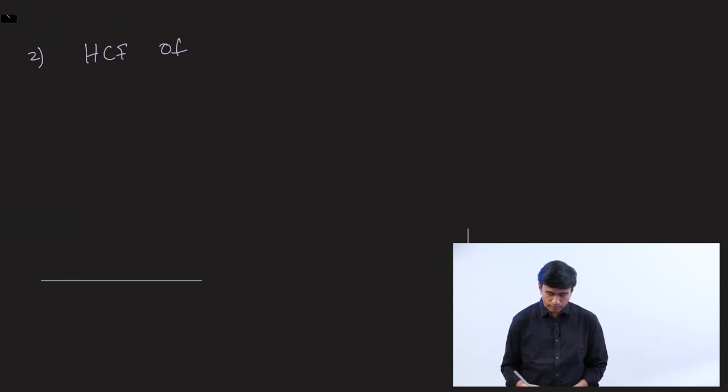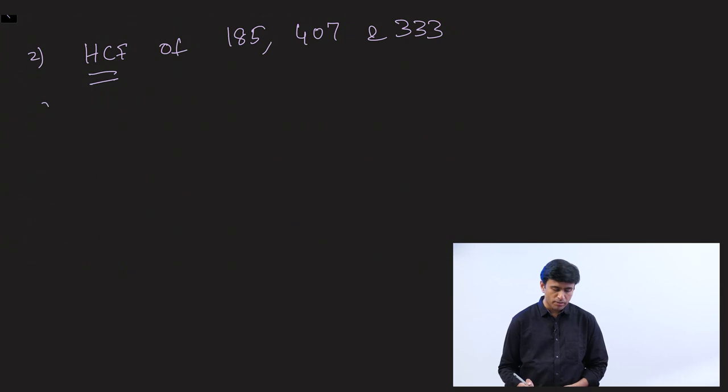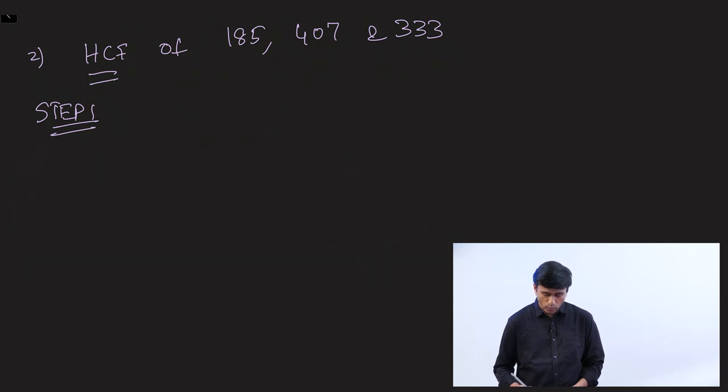HCF of 185, 407 and 333. Remember, we are finding the HCF using the long division method. Step 1 is to take any two numbers. So we are going to take 185 and 407. Remember, we are dividing the bigger number with the smaller number.